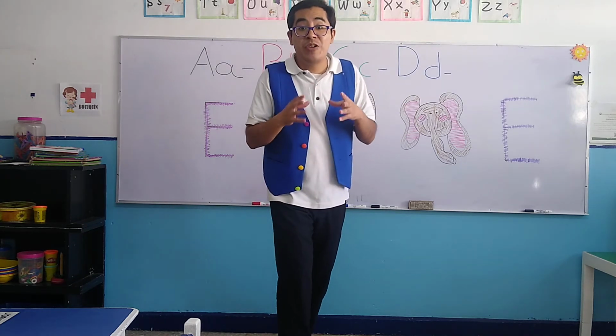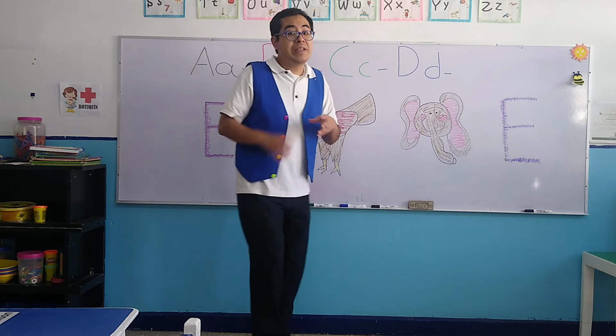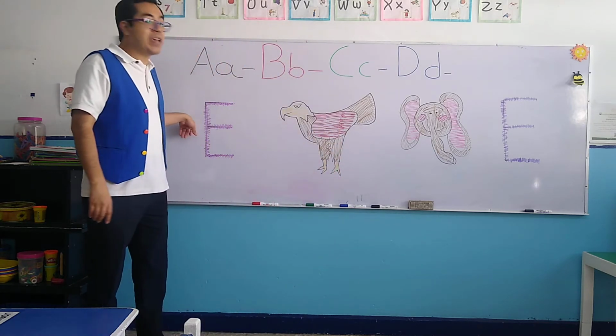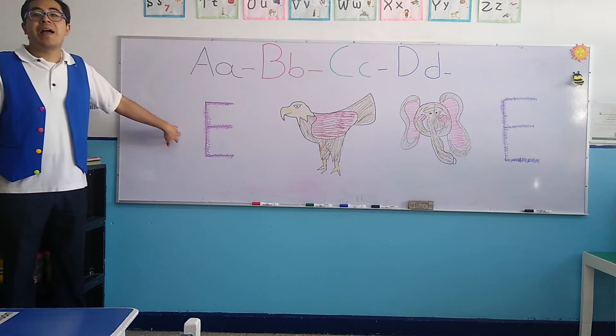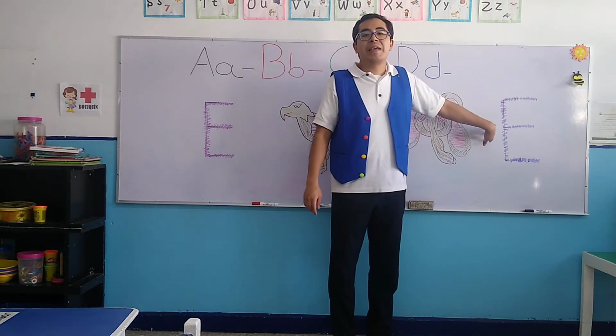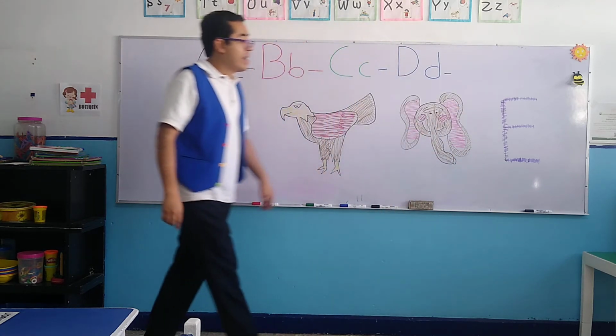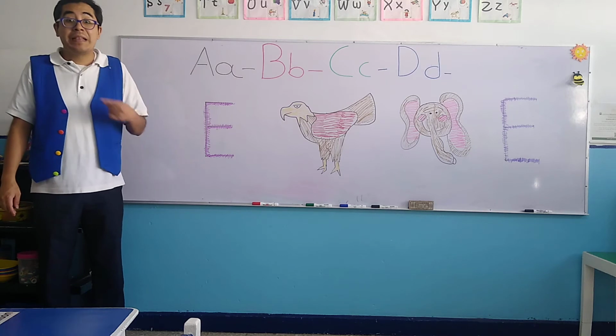Today, the new letter, my children, is the letter E. Capital E, which I have it right here in color purple. Please repeat after me. Capital E. Now, objects that contain this letter, let's see.